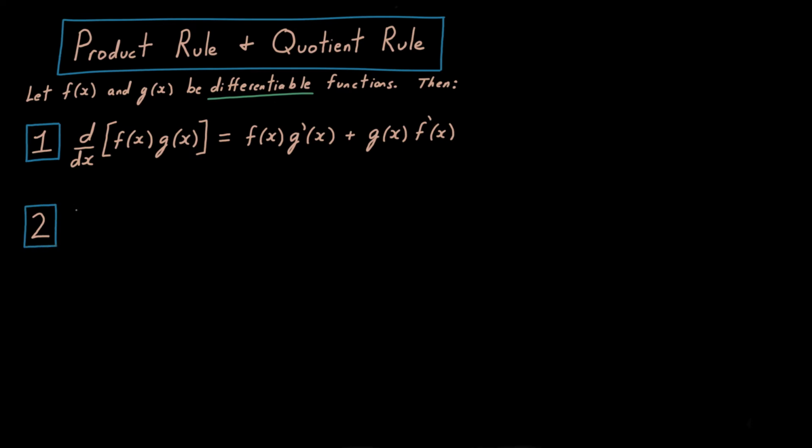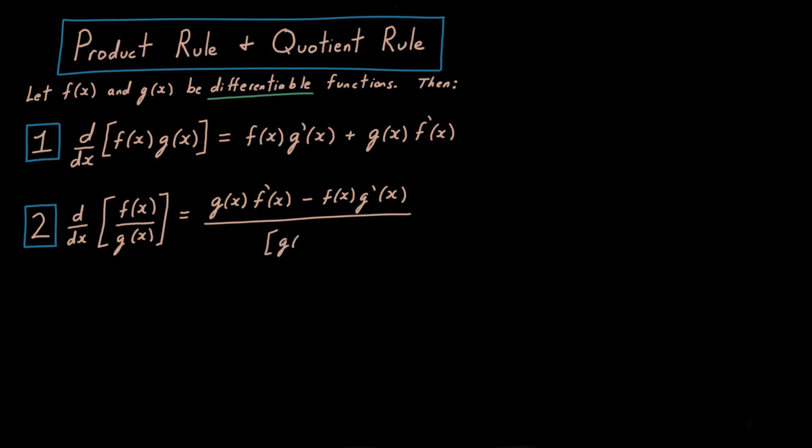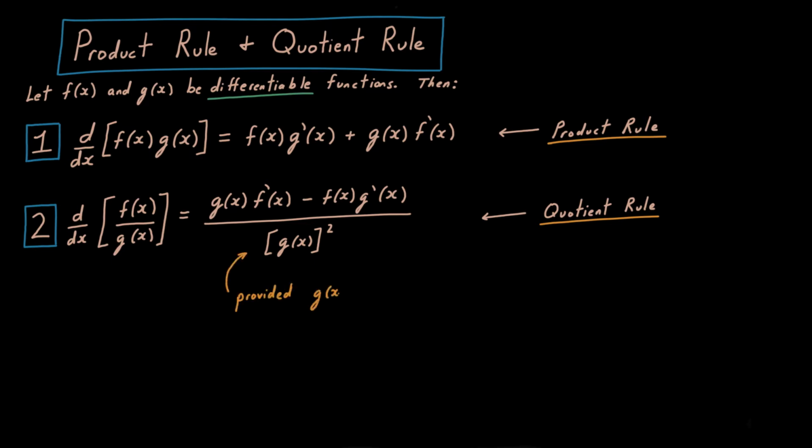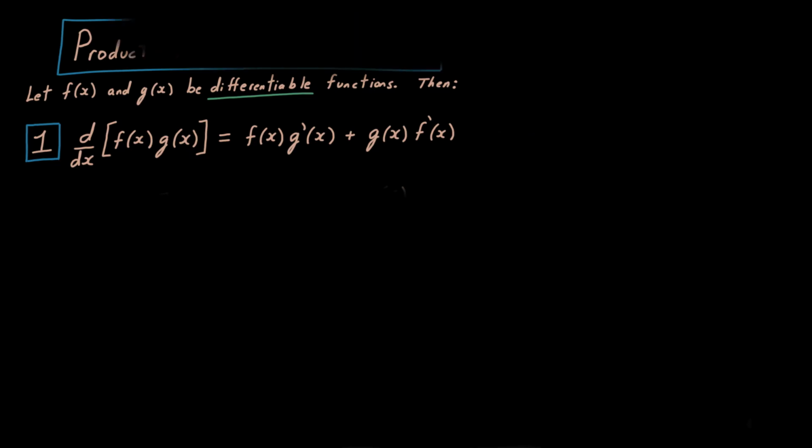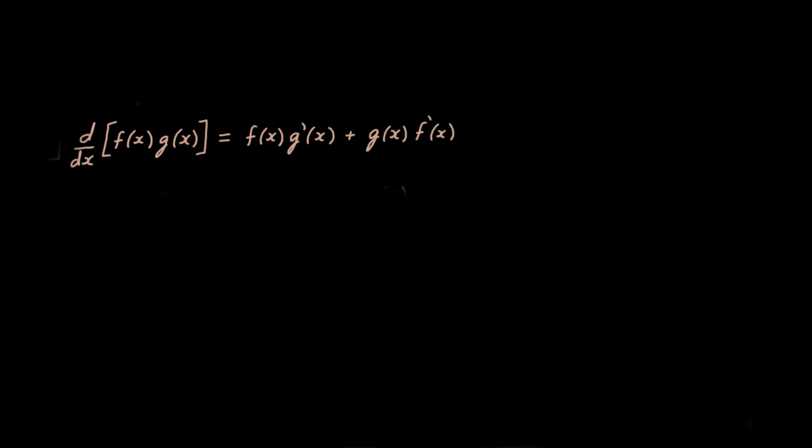Number two is our quotient rule. It's going to look a little more nasty, a little more prickly, but it goes like this: gf prime minus fg prime, all divided by plain old g squared. Again, product rule and quotient rule, and later on in the video I'll show you proofs for why these are true. But for now, let's just get a feel for how to use them in computations. Oh, and of course for the quotient rule, the denominator can't be 0.